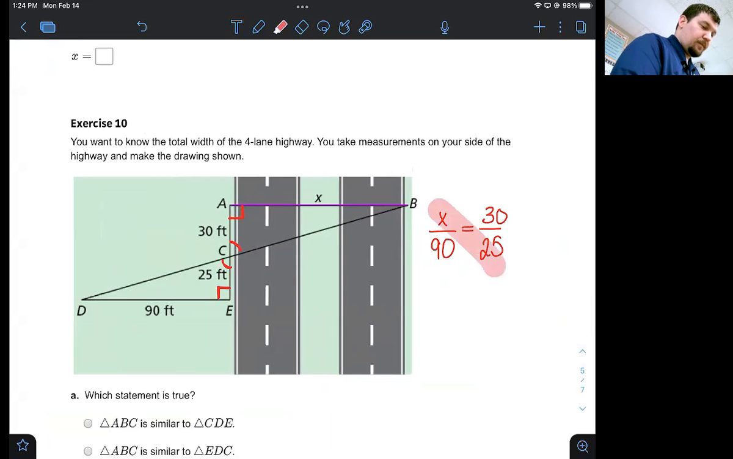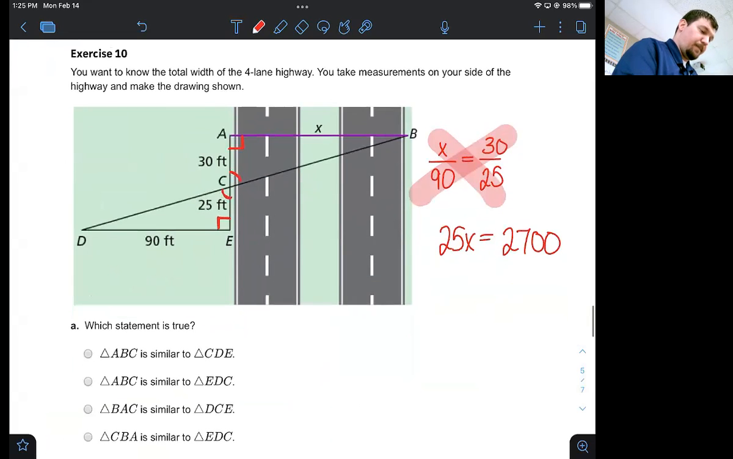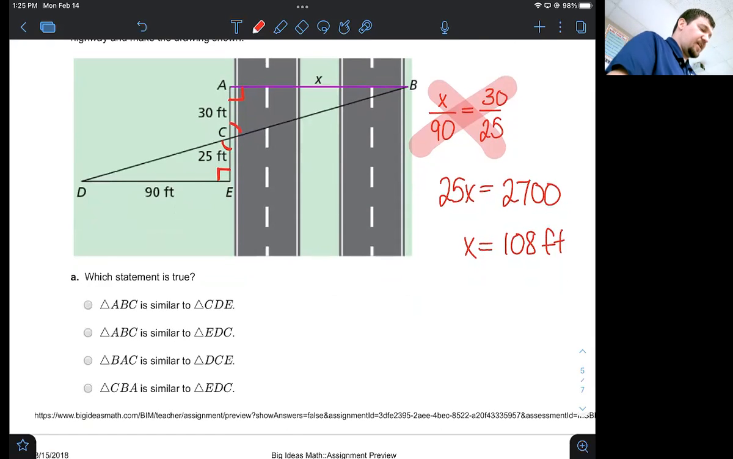Julia, 25x equals what? Okay, and go ahead and divide that by 25. 108, and that's going to be measured in feet. So let's see how they want us to answer this. It says, which statement is true?